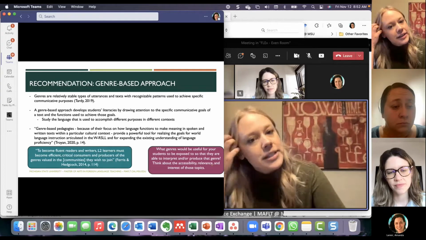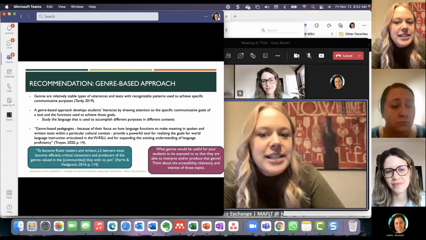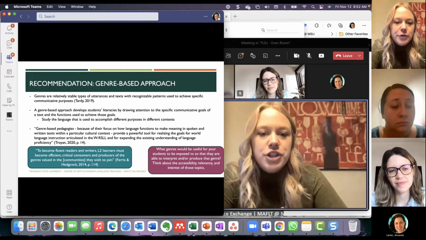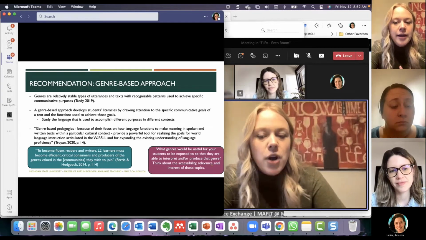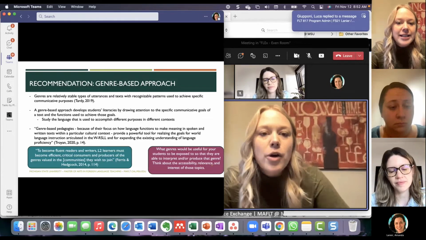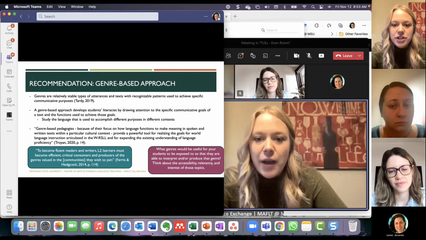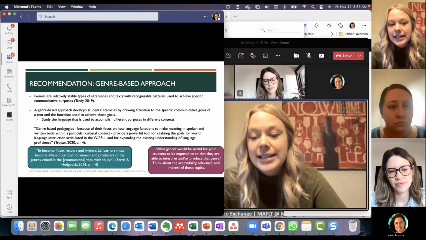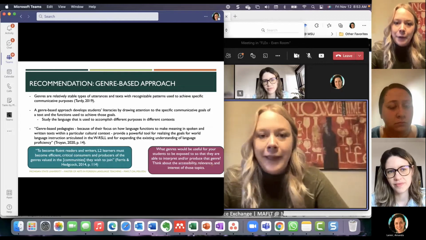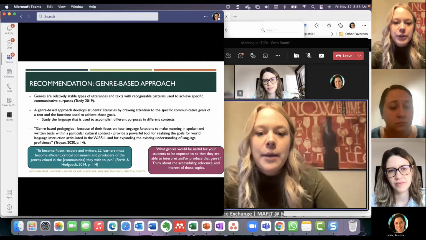So genres, if you haven't taken the literacy course, are relatively stable types of utterances and texts with recognizable patterns used to achieve communicative purposes. A genre-based approach develops students' literacies by drawing attention to the specific communicative goals of the text and how the text achieves those goals. So you're studying the language that's used and how that language accomplishes different purposes in different contexts. And so in the genre-based approach, context is really important, and adjusting what language you use depending on what context you're in and who your audience is really important.